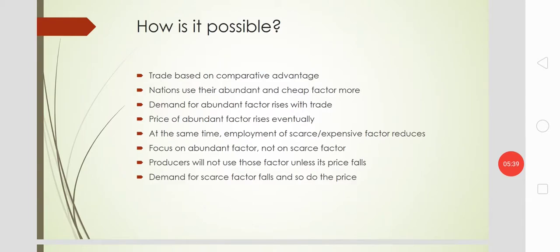As more of the abundant factors are used, the price of the abundant factors will eventually increase, with more and more abundant factors employed in the production of the commodities on which the nation is specializing. At the same time, the scarce factors are in lower demand, as less of the scarce factors will be employed after international trade or after specialization. After specialization, the nation will focus on the commodities on which they have the comparative advantage.